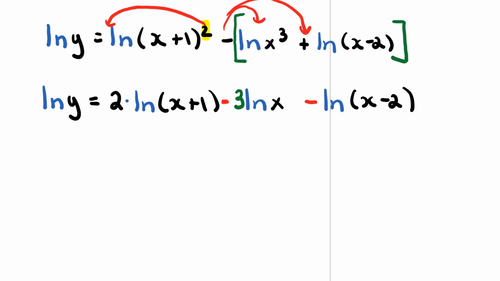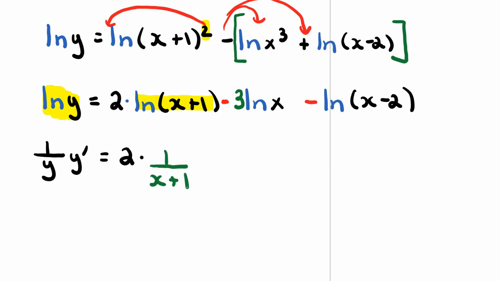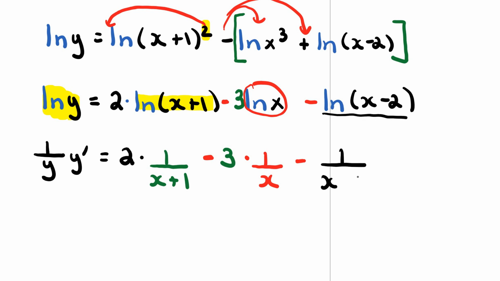And then I guess what we can do now is differentiate both sides of the equation here. So ln y is going to be 1 over y times y prime equals 2 times, and then what's the derivative of ln of x plus 1? Well, that's 1 over x plus 1, and then times by 1, which wouldn't change anything, minus, and then I have a 3 there, and then the derivative of ln x is 1 over x. Okay, and then I have a minus sign there, and then the derivative of that is going to be 1 over x minus 2. Okay, so that's looking pretty good so far.